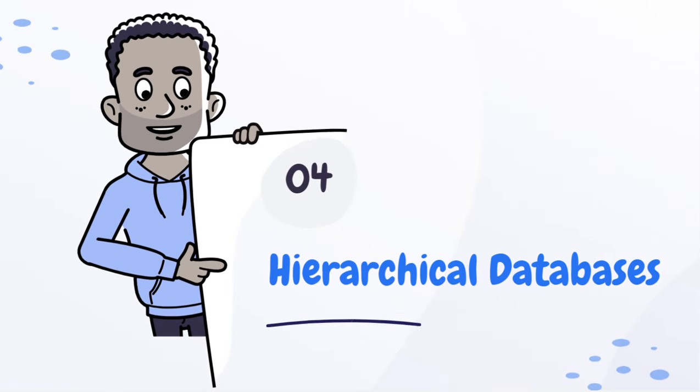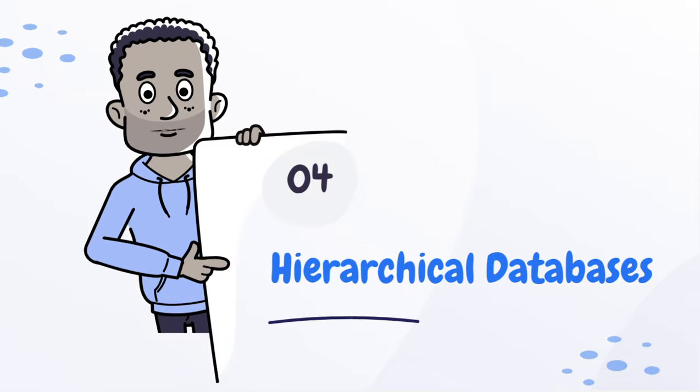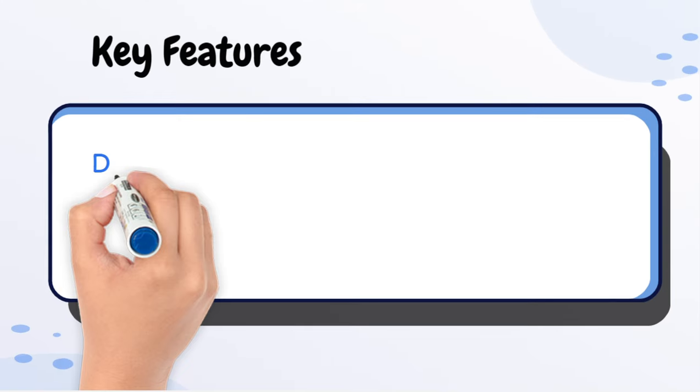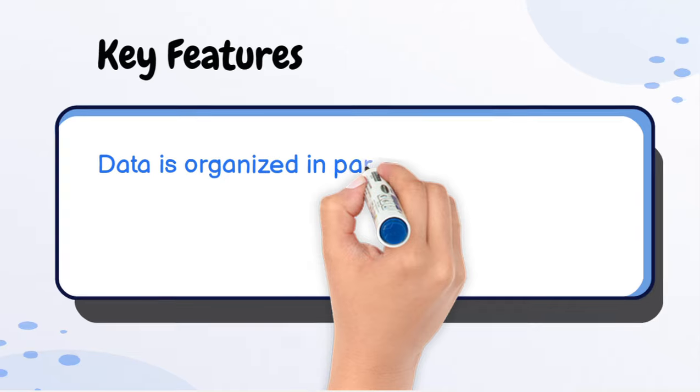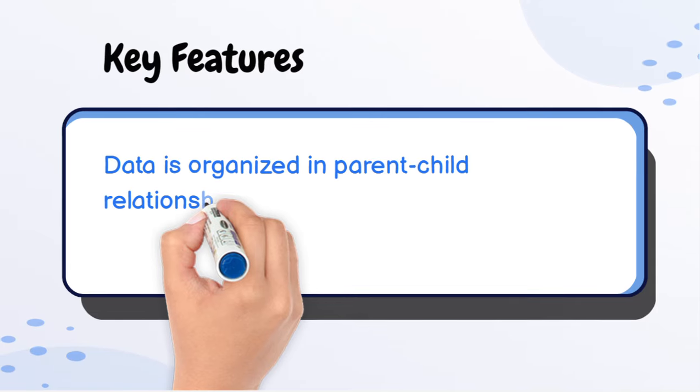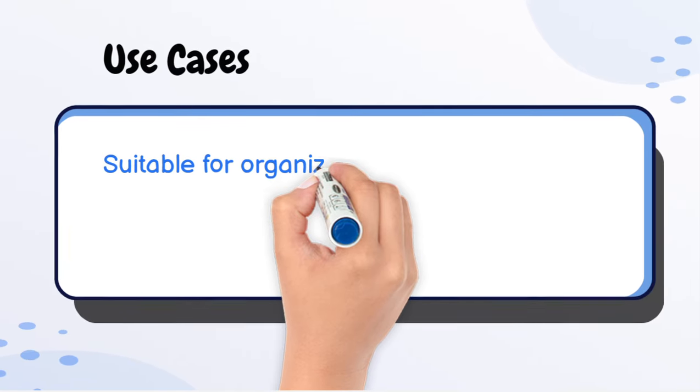Hierarchical databases use tree structures. Key features: data is organized in parent-child relationships. Use cases: suitable for organizational structures.